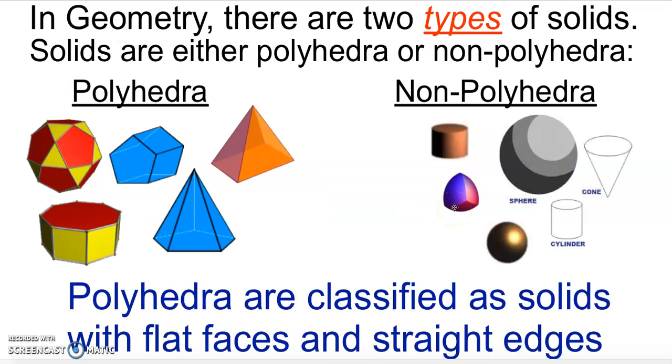Now, there are two types of solids in geometry. There are polyhedra, and that's plural. A singular one is polyhedron. Or non-polyhedra. Non-polyhedra basically have roundy parts. So if your solid has got a roundy part on it, then it is going to be classified as a non-polyhedron. If it has nothing but straight faces and straight edges and straight lines, that would make it polyhedra.